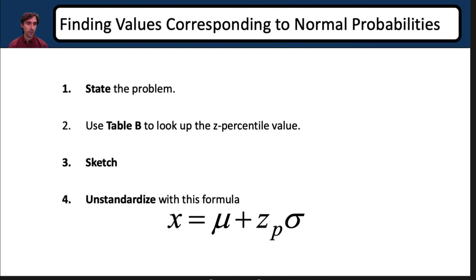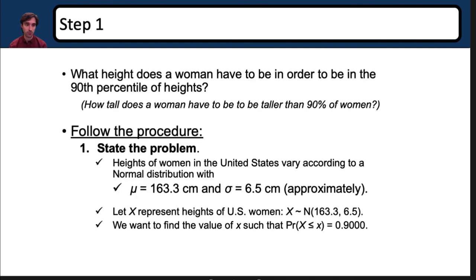All right, so to find values corresponding to normal probabilities, we state the problem, we look at table B, we sketch, and we unstandardize. So we're basically going backwards, flipping this. What height does a woman have to be in order to be in the 90th percentile? This is basically asking us to look up in the back of the book where 0.9000 is, so we can continue on with this formula.